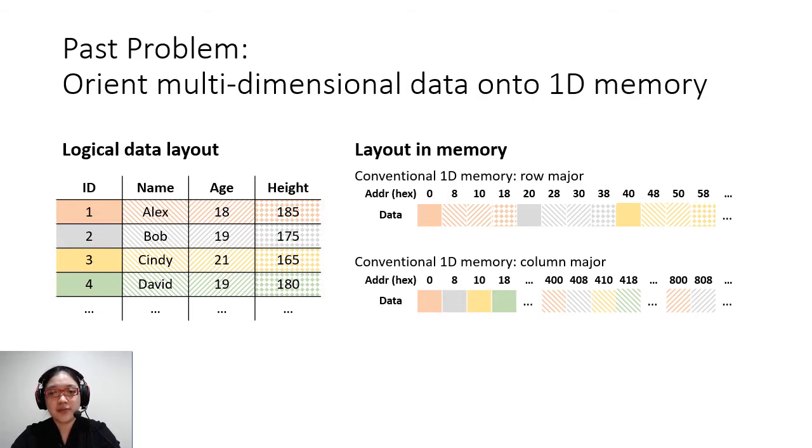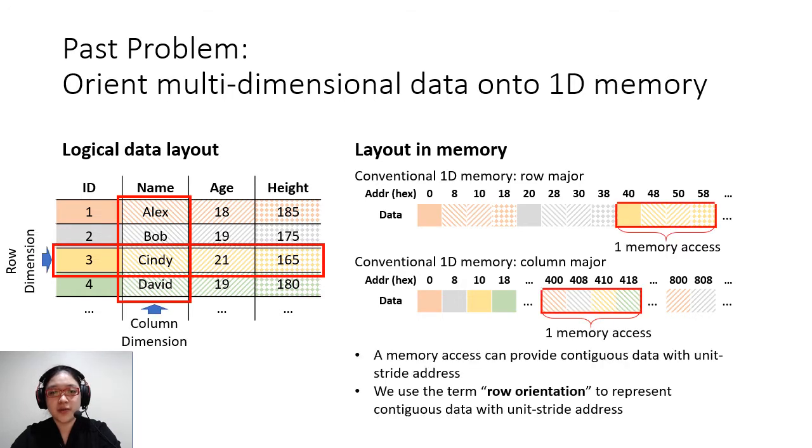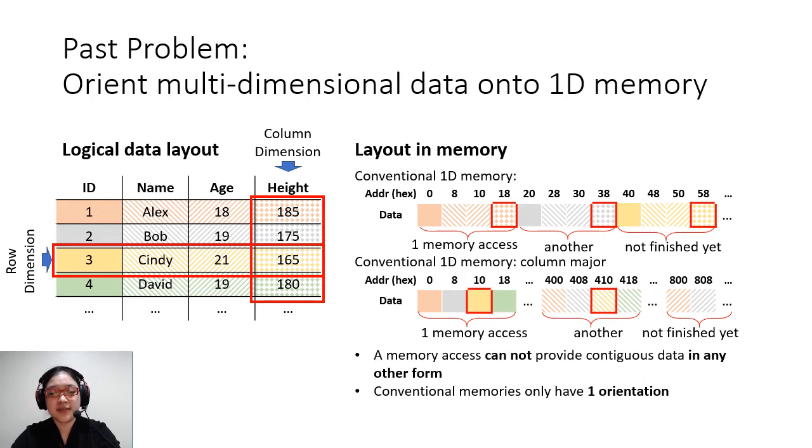However, we long had the problem that when storing data in conventional memory, we need to orient data onto 1D memory layout. Only the dimension that's oriented to have row orientation, which means with unit stride address in memory, is dense. Other dimensions are sparse, and accessing along those dimensions only gets one useful element per access in row orientation.